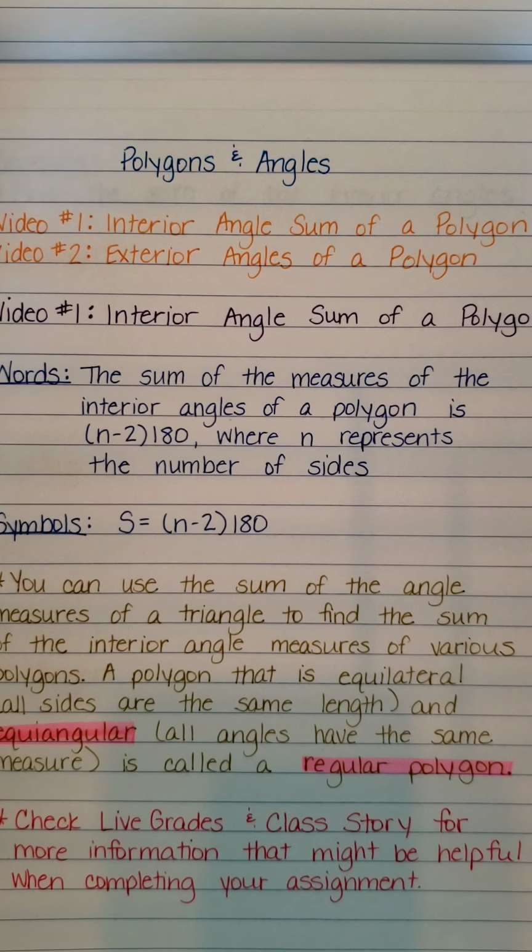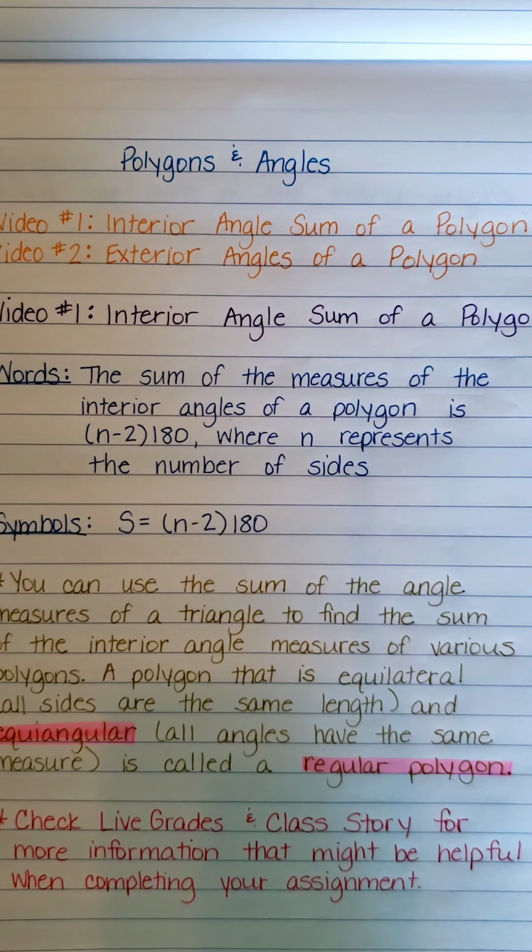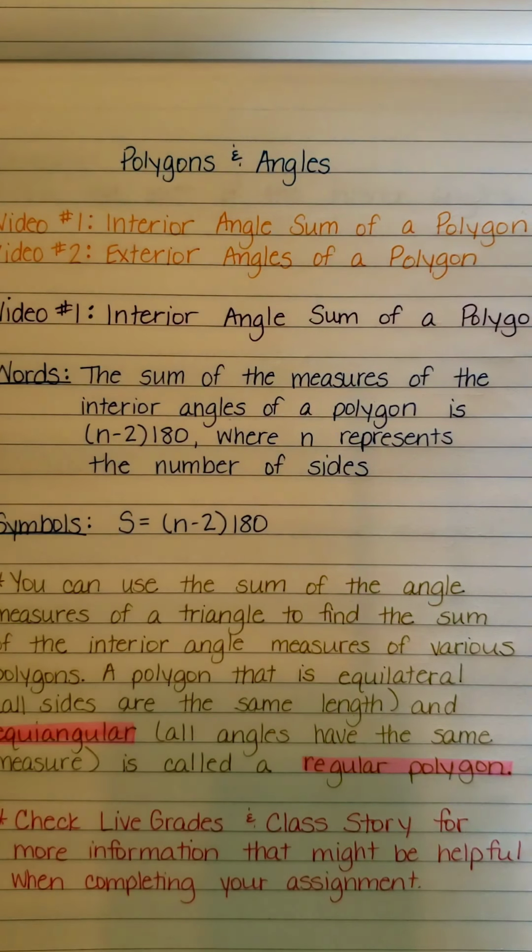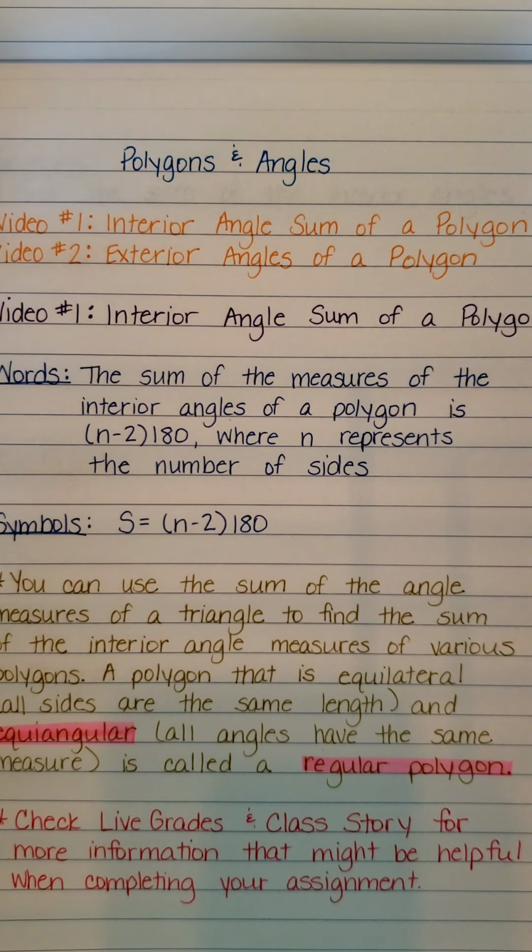So you guys know that a polygon is a shape that's a closed figure. It's two-dimensional, and it is created by line segments that are closed. Okay, so for example, a triangle, quadrilateral, pentagon, hexagon, octagon. Those are examples of polygons. So we're going to talk more about that later.